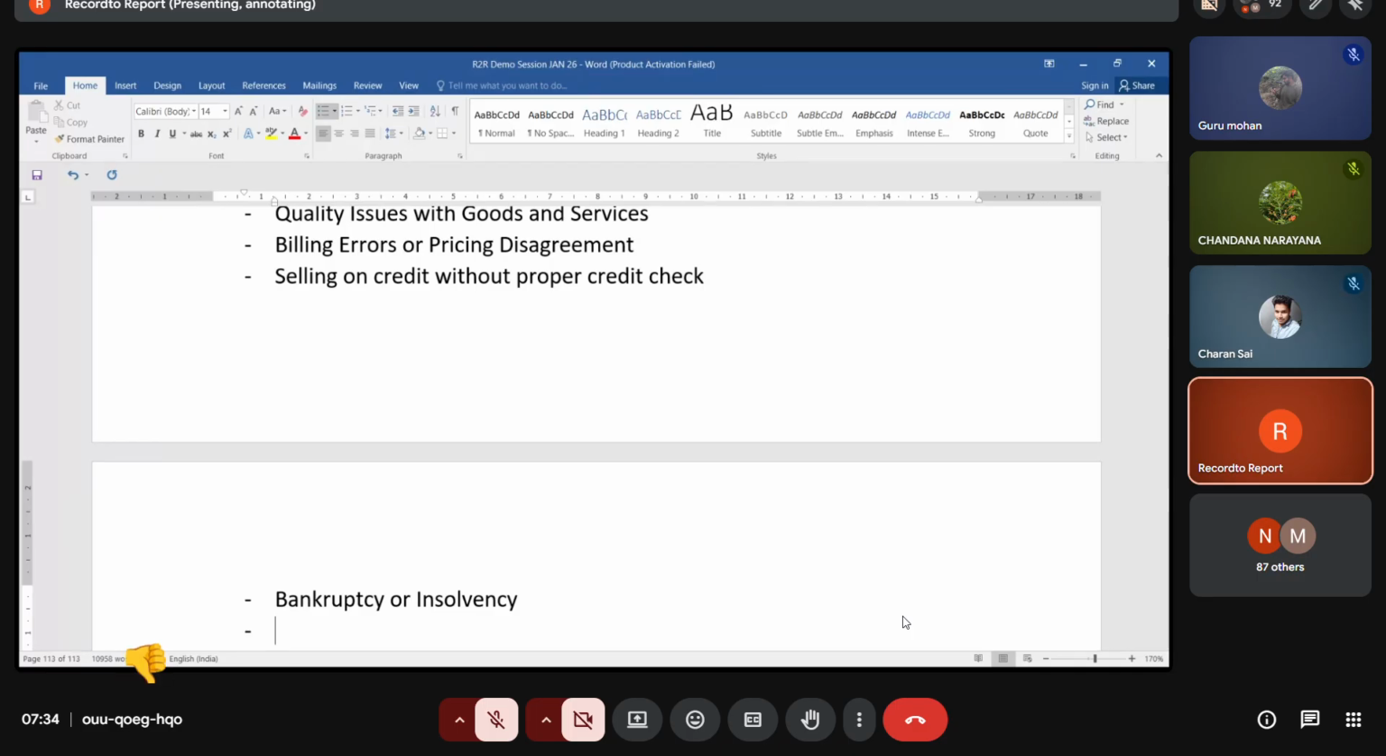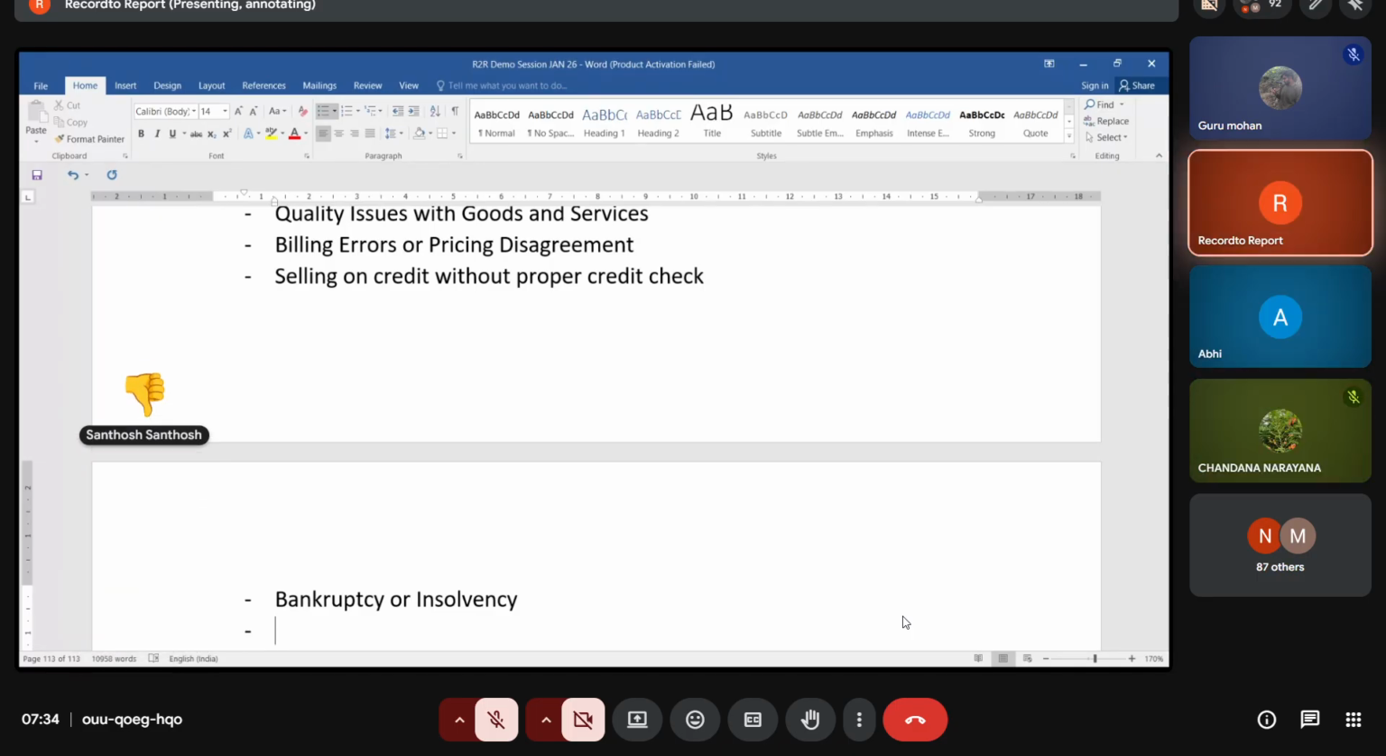No. So we have big losses, but we sold the goods. After n number of follow-ups, the customer is not responding, and the customer or company went bankrupt or insolvent. We decided that the money will not be received in the future. Okay, understand, guys? Yes.